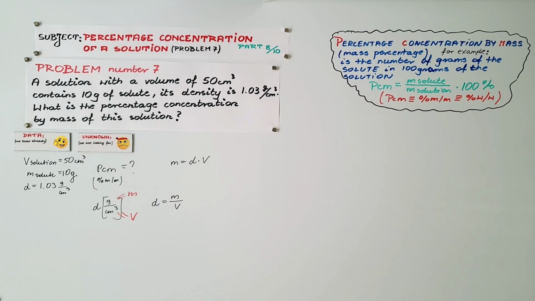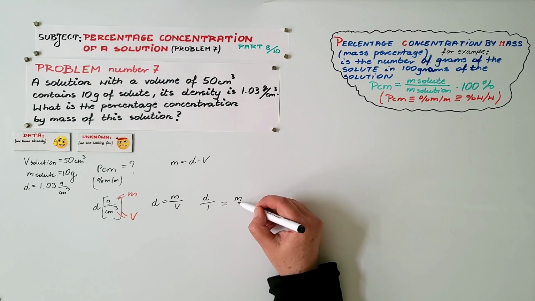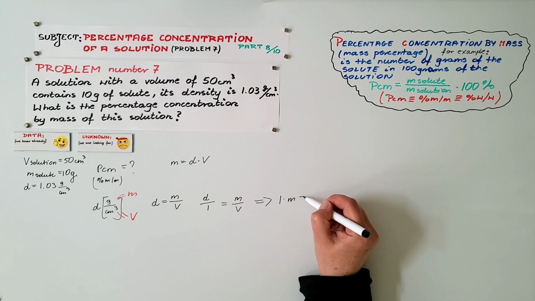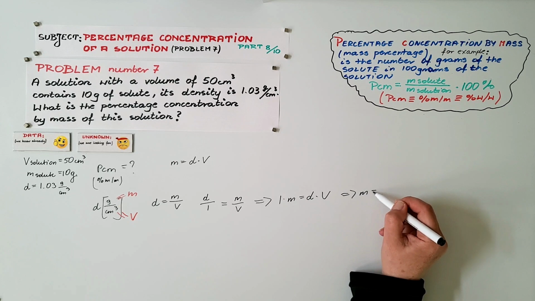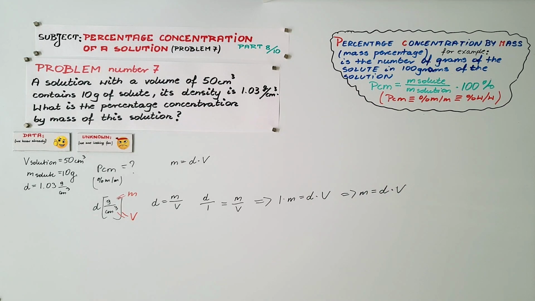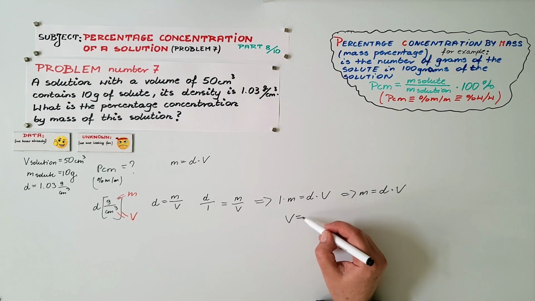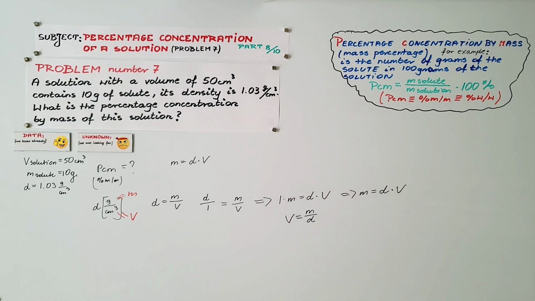have a ready formula that you can freely transform. D per 1 equals M per V. So 1 times M equals D times V. So M equals D times V. If you need to calculate V, so V equals M per D. Okay, let's go back to our problem.